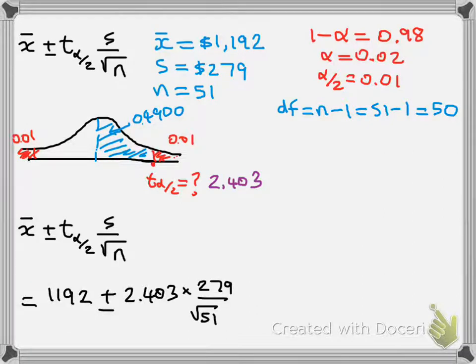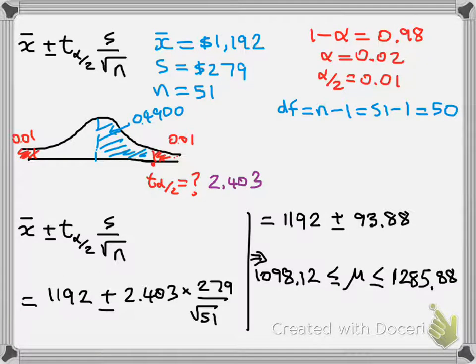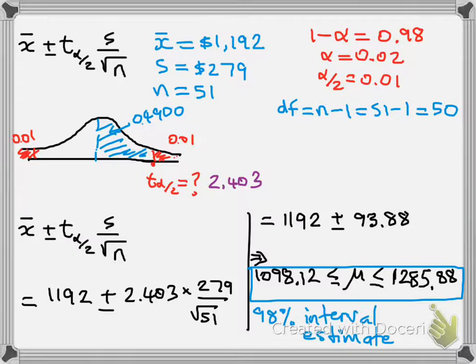We can now substitute in our confidence interval formula x bar plus or minus t sub alpha over 2 multiplied by s over root n, which will give us this interval here. And if we use our calculators, we'll see that the error range is $93.88. So 1,192 plus or minus 93.88, which will give you an interval that looks like this. That means that the population average cost that this company is coming up with lies in this interval between $1,098 and $1,285. That is the 98% interval estimate.